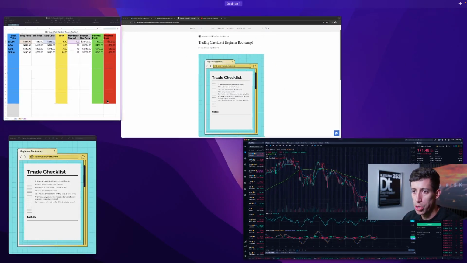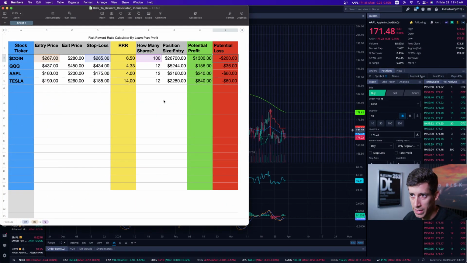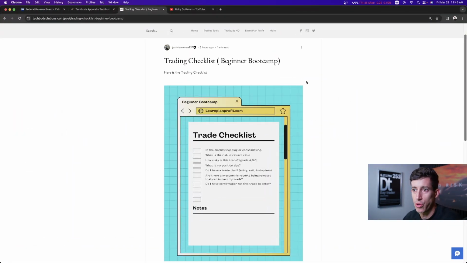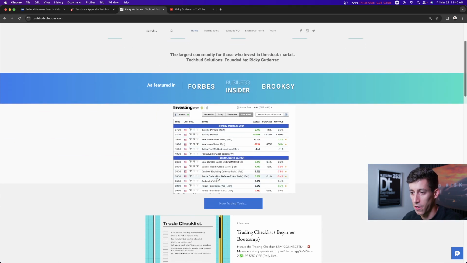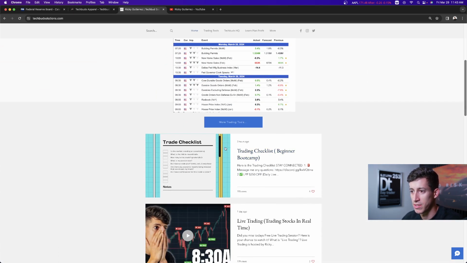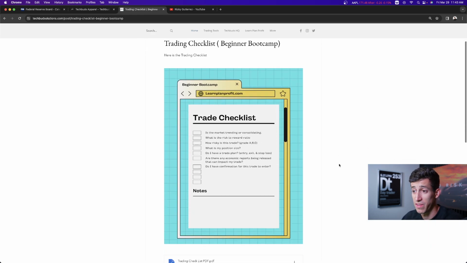So first off, where do you get this little Excel sheet if you don't want to make it yourself? We do have it available for you for free at techbudsolutions.com. When you go to our homepage, as of right now, you're going to find the economic calendar here. But if you scroll on down, it says Trading Checklist Beginner Bootcamp. You click on that, and then it's available for you to download.